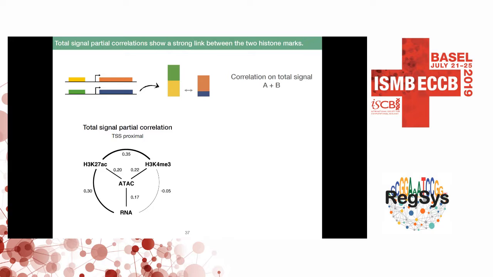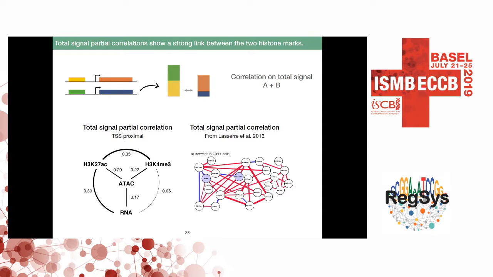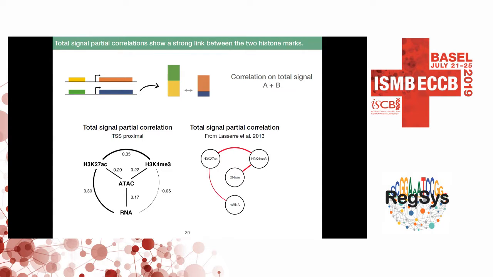And this kind of study has already been performed by the Vingron lab in 2013 with a much bigger number of histone data. But if we down-sample that network to the same data set that we have, they kind of get the same structure as we end up having, with a strong signal between the 2 histone marks, a signal between the K27 and the RNA, but no apparent direct correlation between the K4me3 and the RNA.